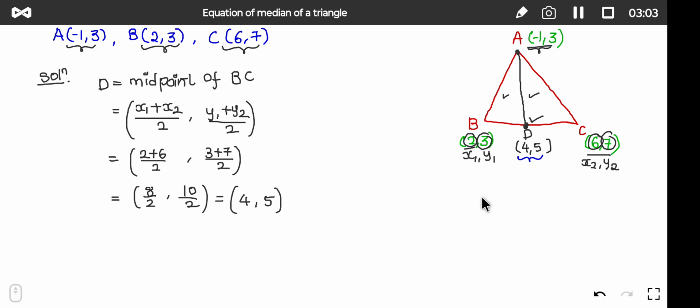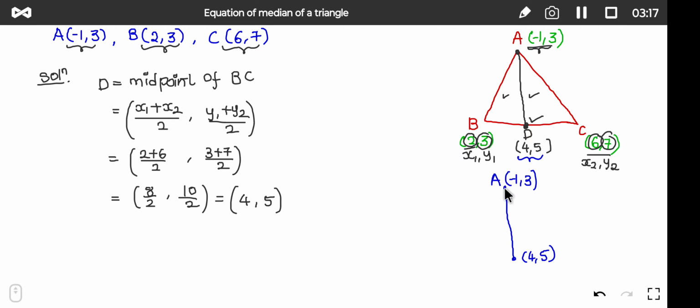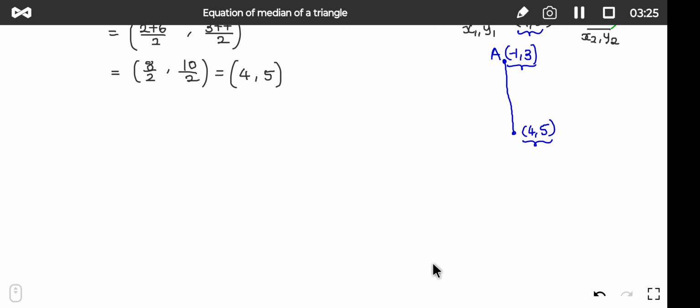We have to find out what? We have to find out the equation of median AD. So just look at the AD line only. A point is (-1, 3) and D point is (4, 5). This median is nothing but one straight line, and to find the equation of the straight line, whenever two points are given, we have the point slope formula which is given by y minus y1 is equal to m times (x minus x1). So we require the slope in that.